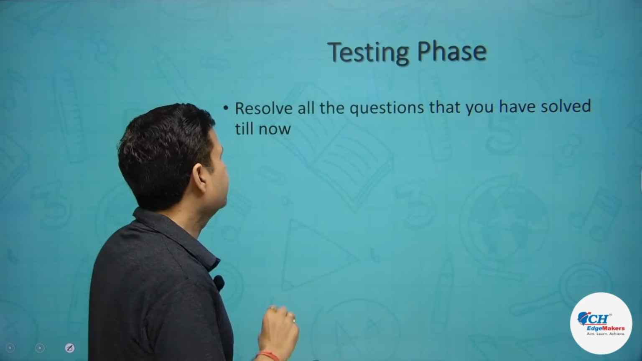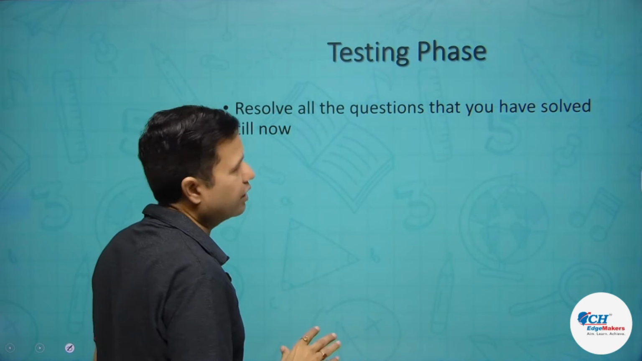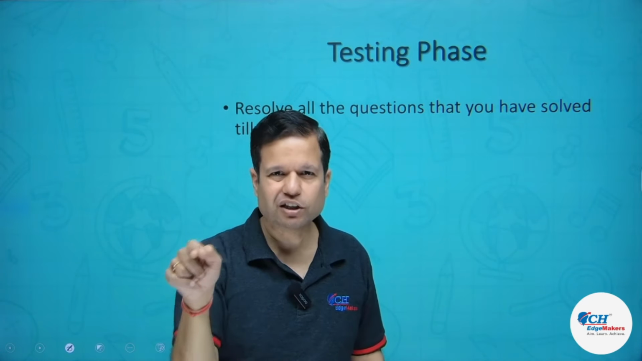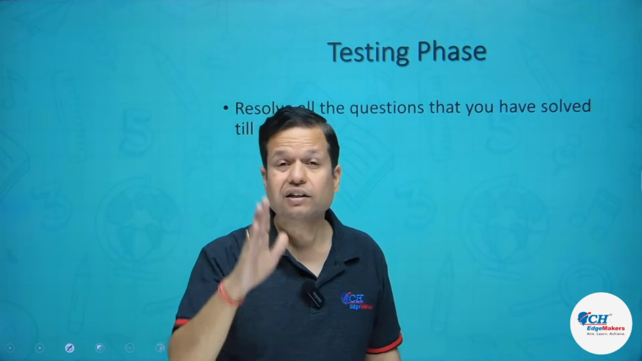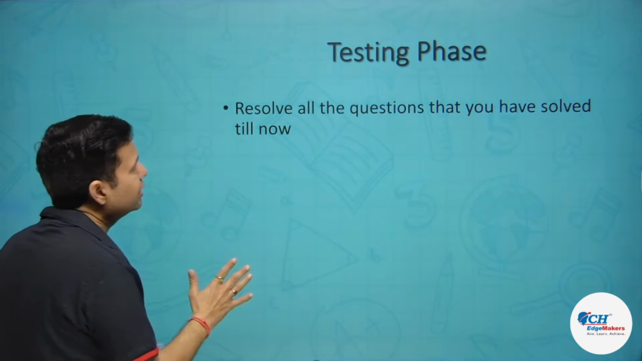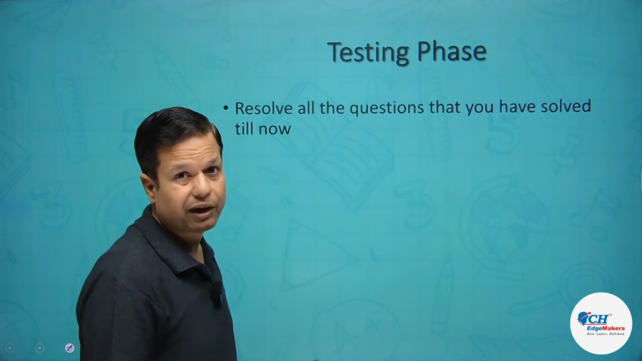First, resolve all the questions that you have solved till now. So especially moderate to tough questions, resolve them. The questions which were not right, the questions which were either circle or a question mark or a star, resolve those questions again. उनको वापस solve करना है. Fine. So revision will happen by that.